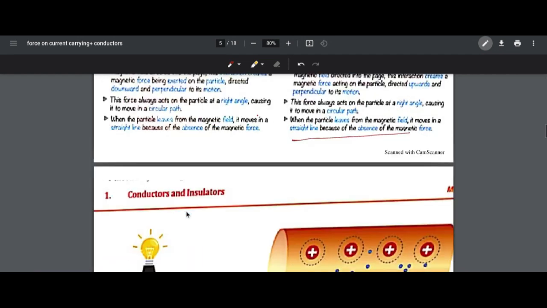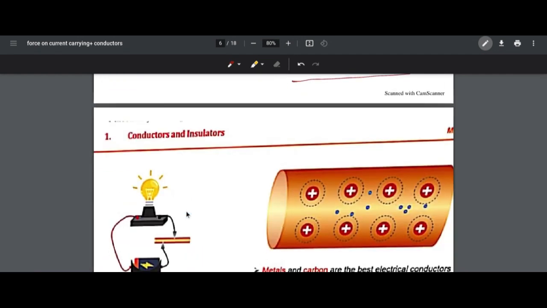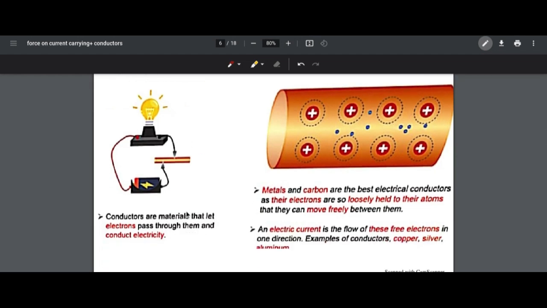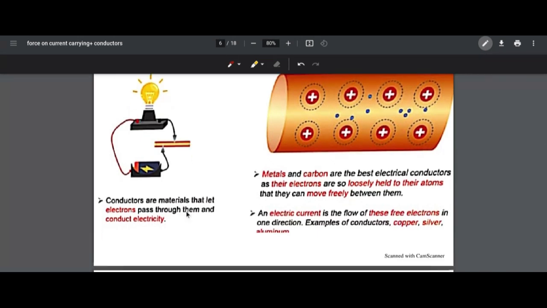ठीक है. Okay, I hope you have some idea about conductors and insulators. Conductors are materials that let electrons pass through them and conduct electricity. The metals and the carbons are the best electrical conductors as the electrons are so loosely held to their atoms that they can move freely between them. An electric current is the flow of these free electrons in one direction. Examples of conductors are copper, silver and aluminium. So these are the best examples of conductors, in which electricity can pass through easily.